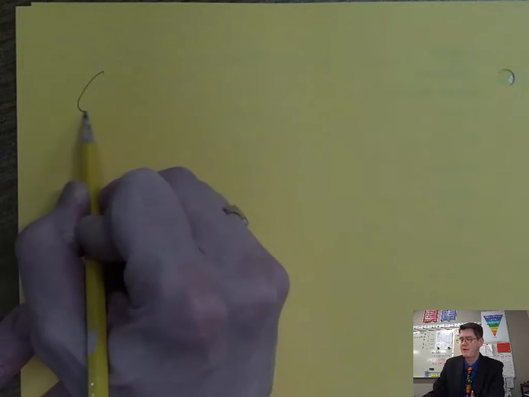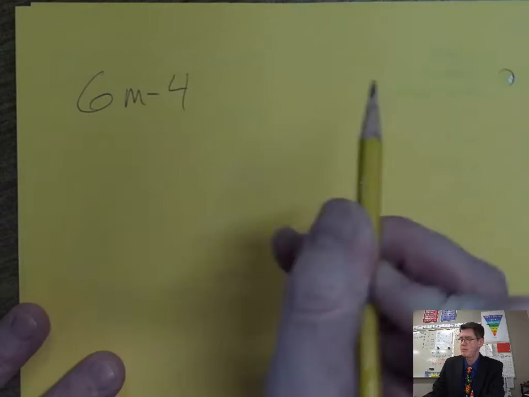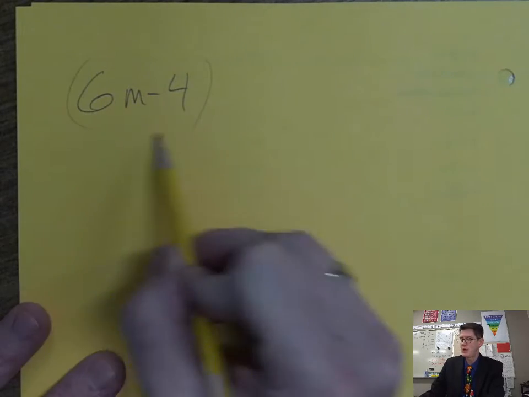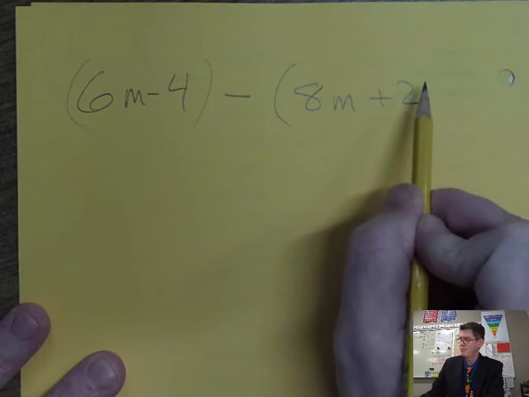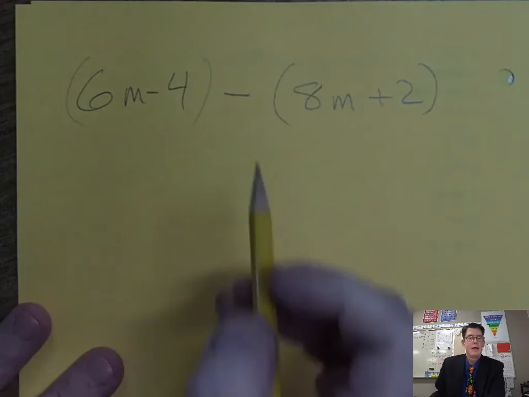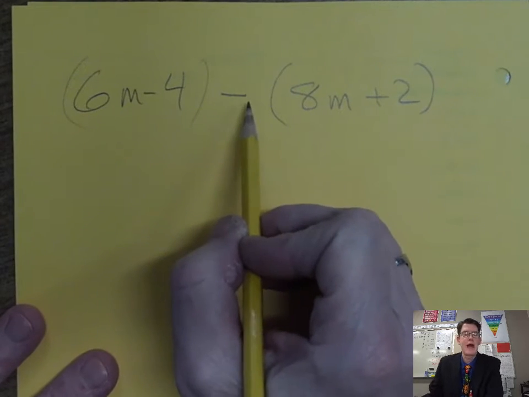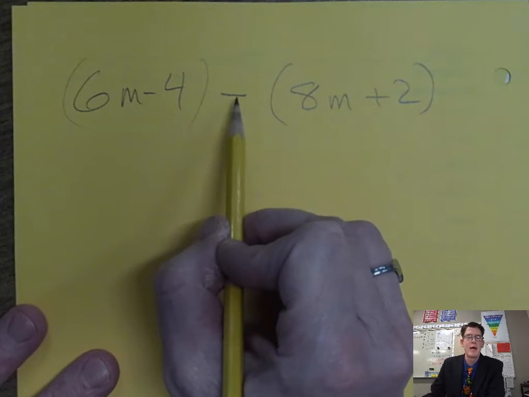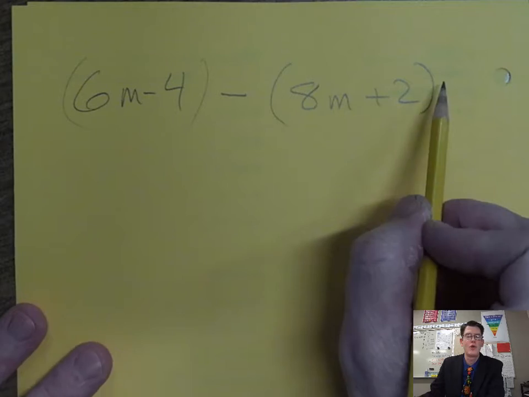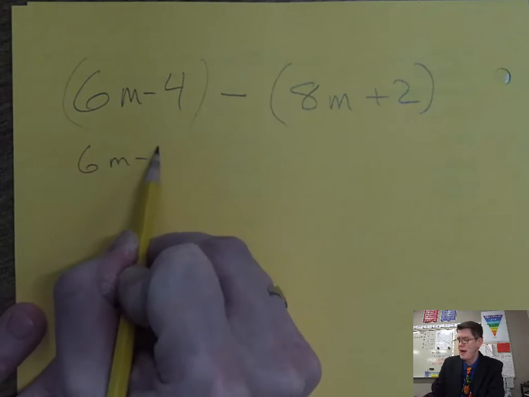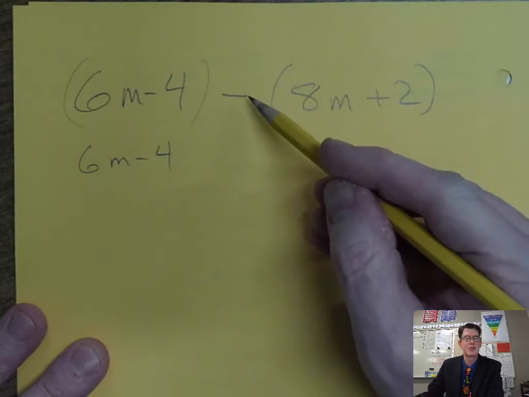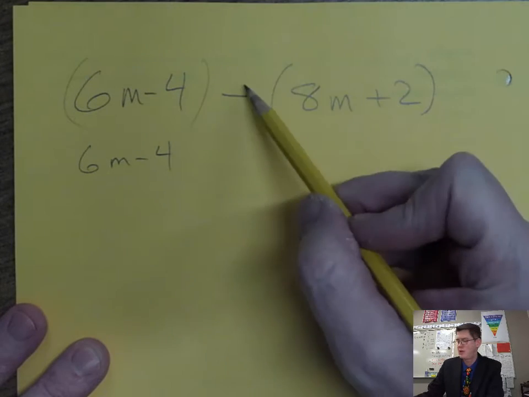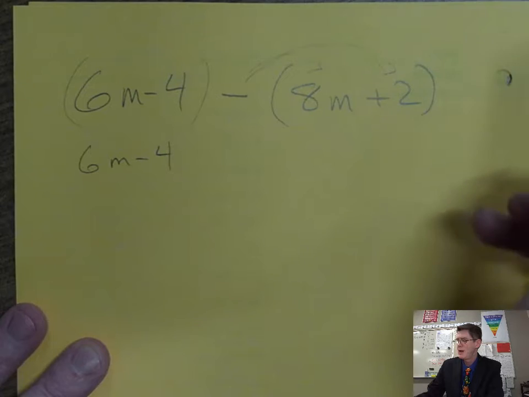For example, if I've got 6m minus 4. That's one expression. I'm going to subtract off 8m plus 2. In subtracting expressions, just like with adding, this minus sign, this operation applies to this whole thing. Well, look what happens when we do that. This minus, we're going to distribute the minus to this term and to this term. It's going to go on both the 8 and the plus 2.